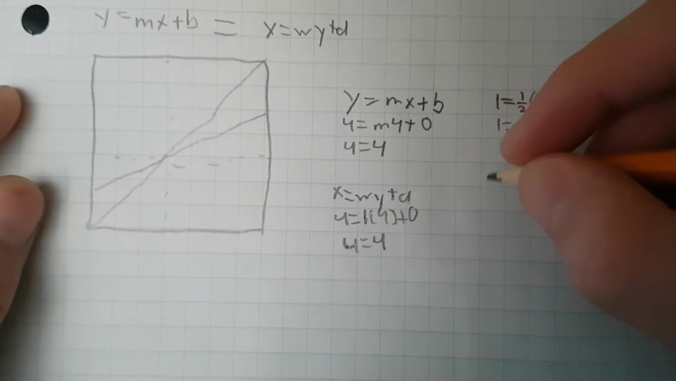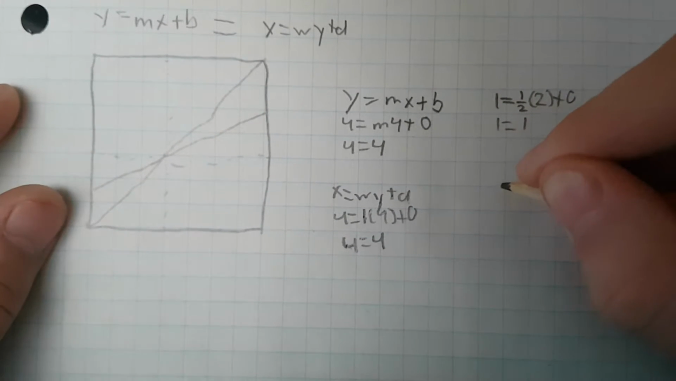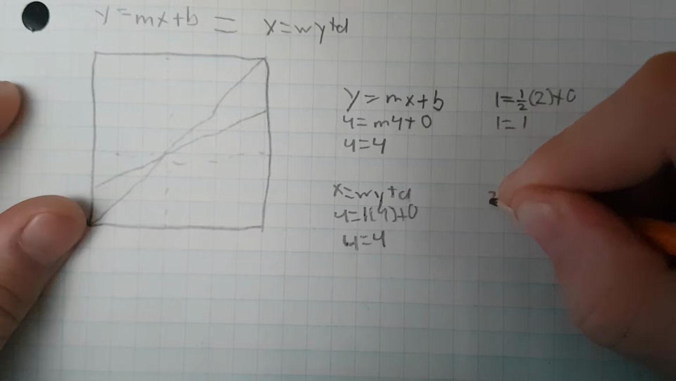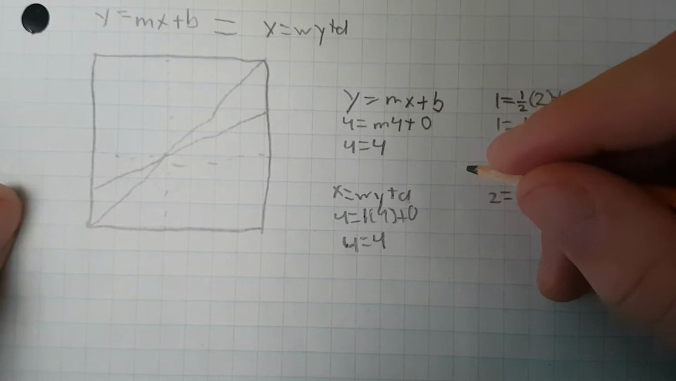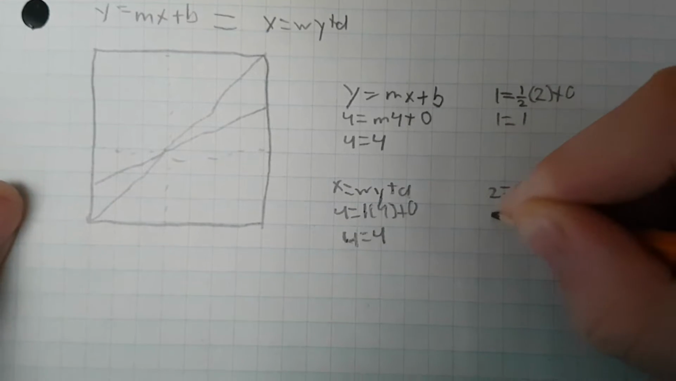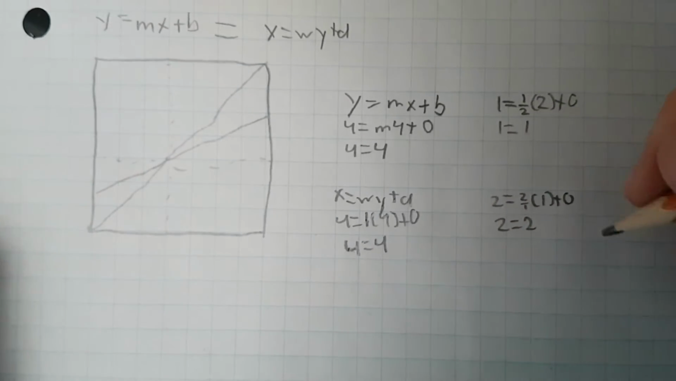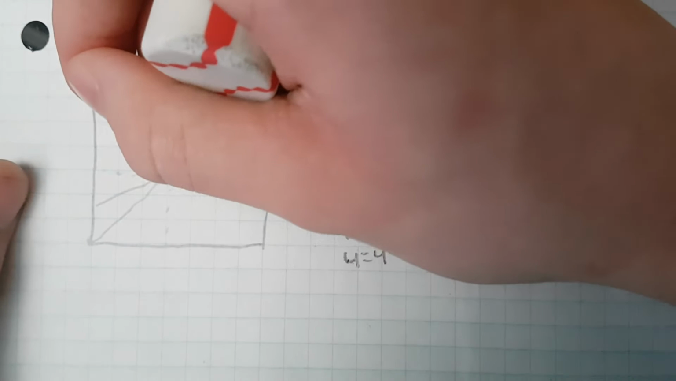Because the intercept is still 0, we will have to do cases where the intercept's not 0, won't we? In the second equation we get 2 equals 2 over 1 times 1 plus 0, which is 2 equals 2. So far it seems to work. Now what if we do the line like this?